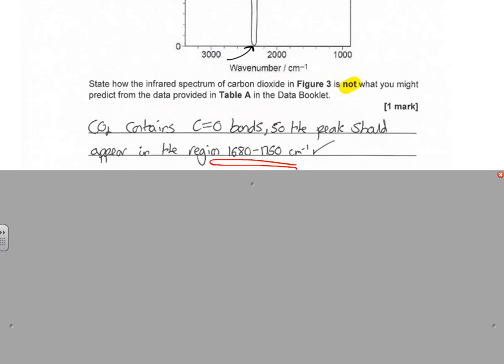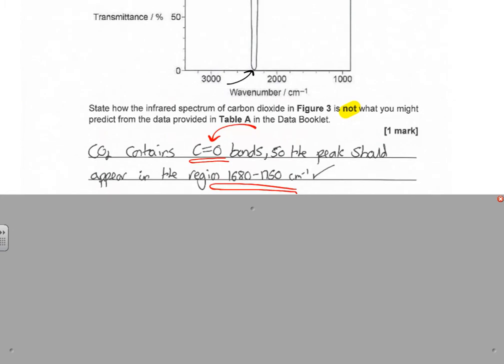And of course, when you're dealing with IR questions, it is good practice, in fact it is necessary, to show the bond that we're talking about. So identify the bond we'd expect, and according to the data sheet that should come around about 1700. I've given the precise range from the data sheet, but it doesn't. It comes around about 2400. That's why the spectrum is not what I might predict.